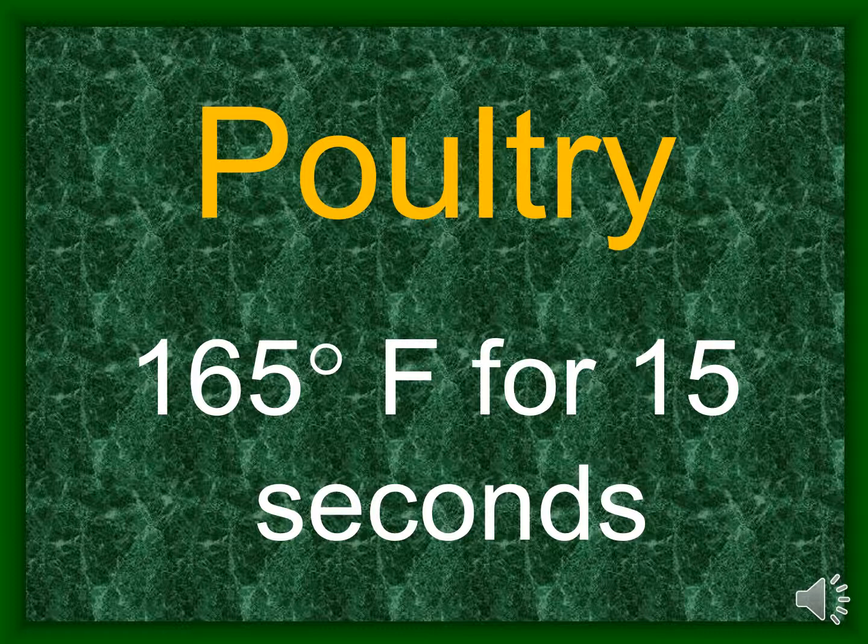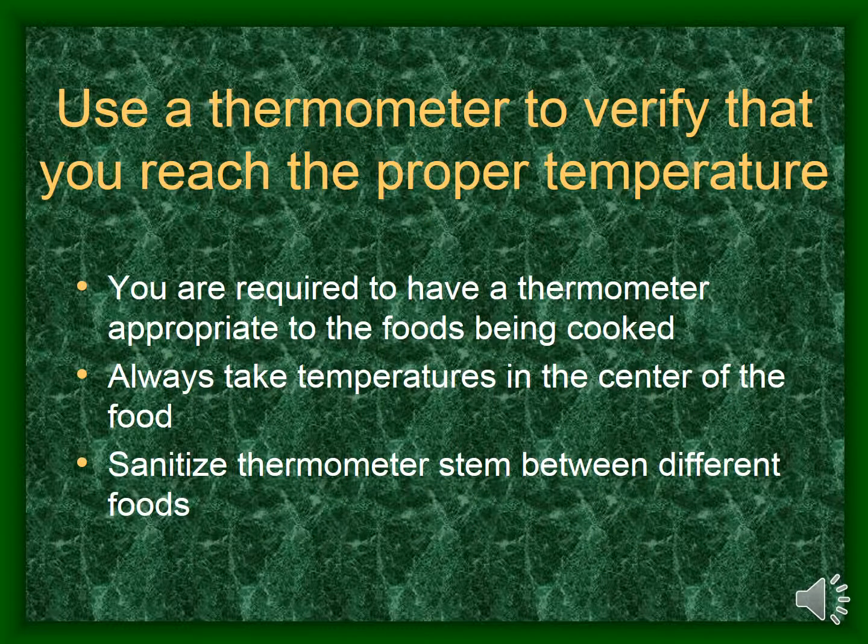Our final category of raw meat is poultry. Whether it is whole, ground, or stuffed, all raw poultry must be cooked to at least 165 degrees Fahrenheit for at least 15 seconds. To verify cooking temperatures, you must use a thermometer. You are required to have a thermometer appropriate to the foods that you are cooking. You must always take the temperature in the center of the food where it is the coldest. And you want to clean and sanitize the thermometer stem before checking the temperature of food and in between checking the temperatures of different pieces of food.